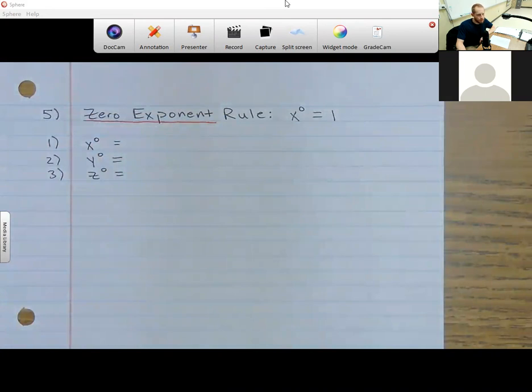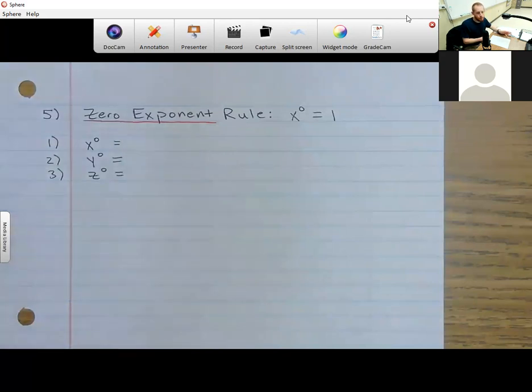Now your exponent is 0, and there's no coefficient. You could also think about it as, well, if I don't have a coefficient, then the big number out in front is always going to be a 1, or at least it's assumed to be. So there's really no need to worry about coefficients for now. All right, so let's do number 1 together.